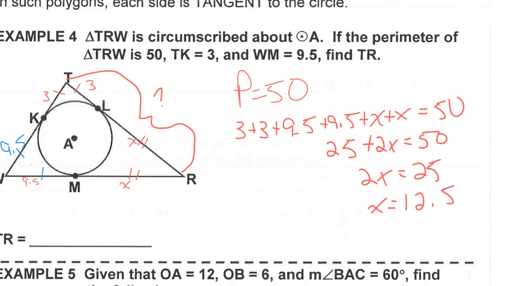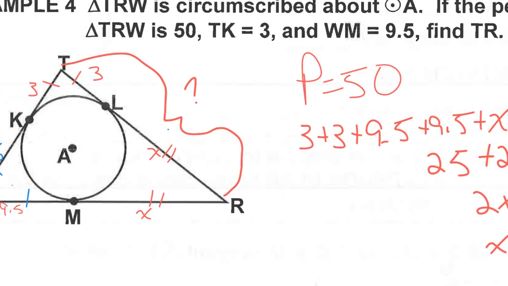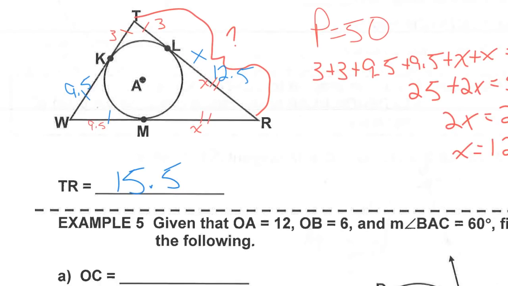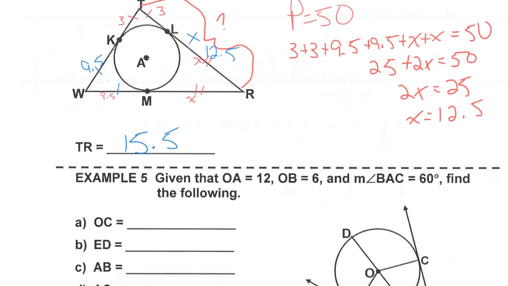Now remember, they didn't want x. They wanted the whole thing from T to R, but now I know both pieces, and I can just add them together. 3 plus 12.5 will give me 15.5. So I know these are kind of weird, but if you just take your time and look for those little clues with the tangents, it'll make it a lot easier.